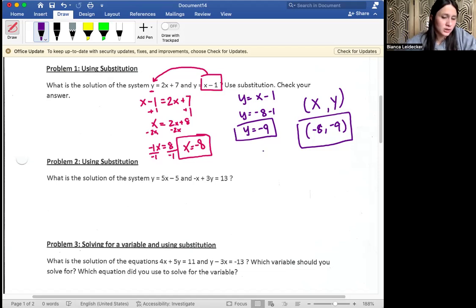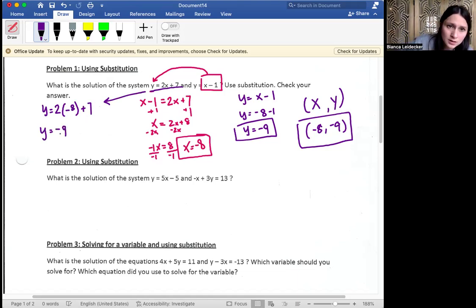I could have used the other equation. Let's just say hypothetically I chose the other one. I should also get negative 9. If I didn't, something I've done is wrong. So I'm replacing x with negative 8, and then you can plug this in. 2 times negative 8 is negative 16. Negative 16 plus 7 is actually negative 9. So when I checked it, it did work out.